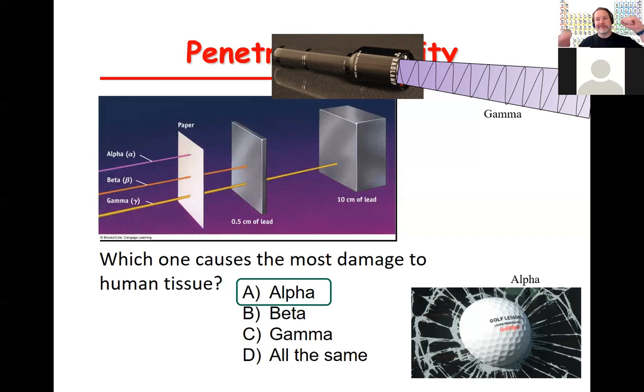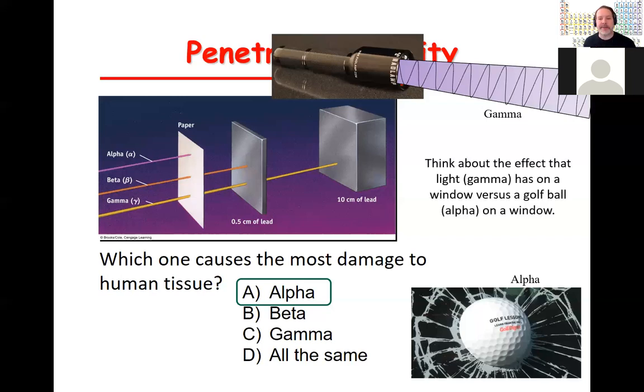Alpha particles, they slam into each other. Take a baseball. That's a particle. If you put that through glass, what would that do? Yeah, that would break it. That causes damage. Same with your skin, right? If I shine light on your skin, maybe you might get a sunburn after a few years. But throw a baseball at you, bruises. Alpha particles cause the most damage.